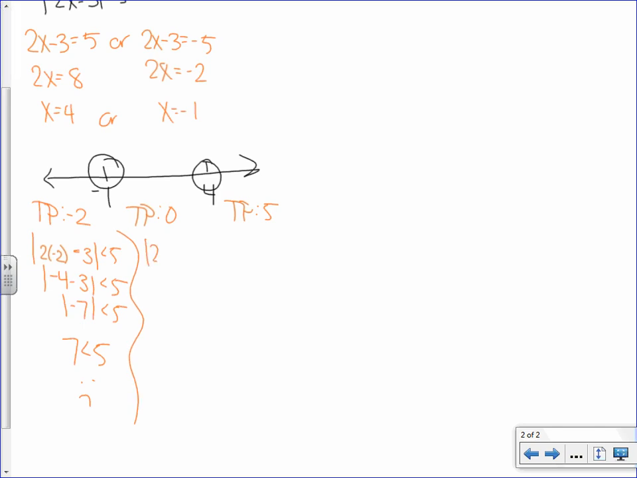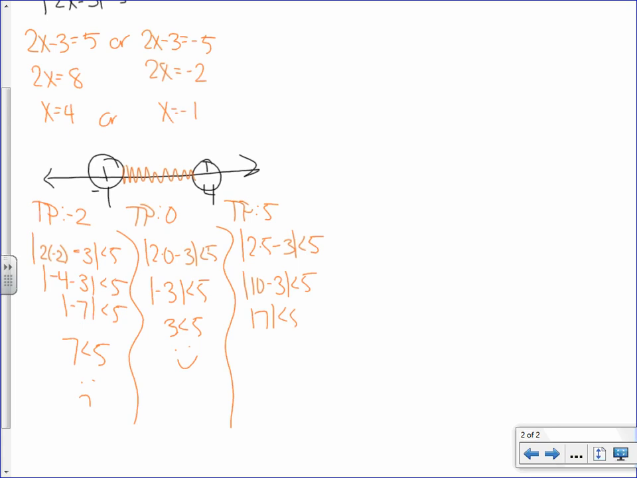So that's going to be the absolute value of 2 times 0 minus 3. 2 times 0 is 0, so that's just minus 3. And the absolute value of negative 3 is 3, so 3 is less than 5, so woo, I shade here. Now let's test 5. So this is going to be 2 times 5 minus 3. That's going to give me, what is going on? 2 times 5, that's 10.